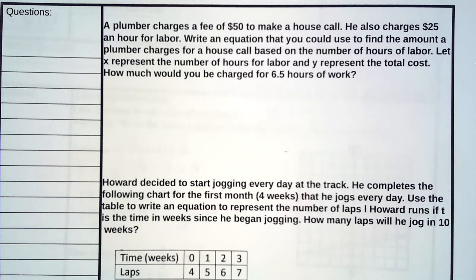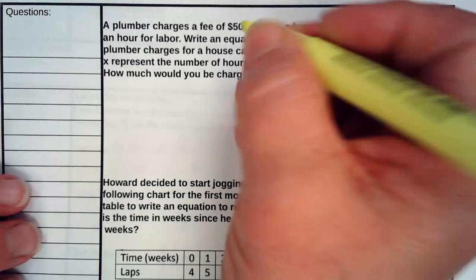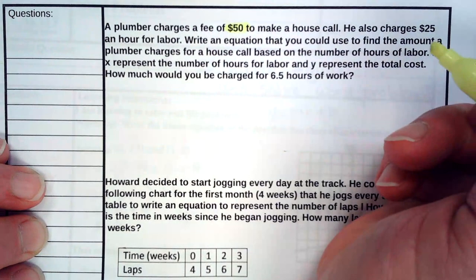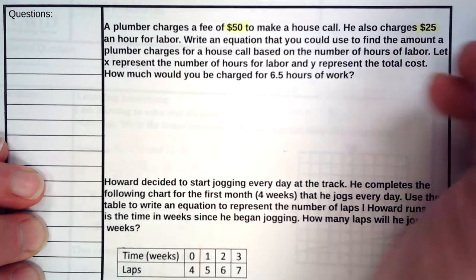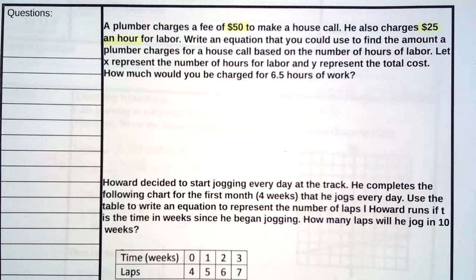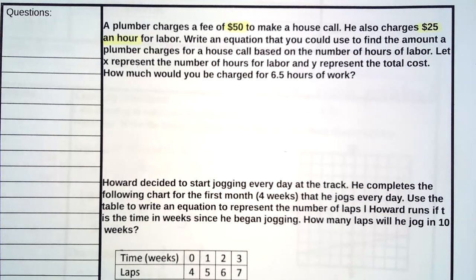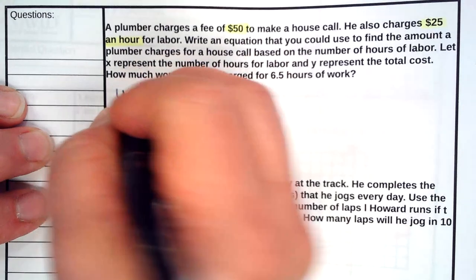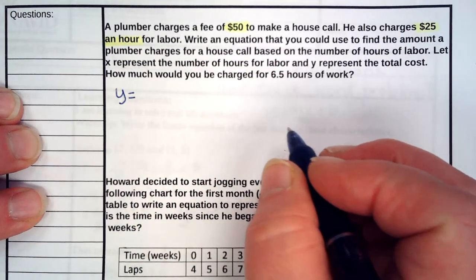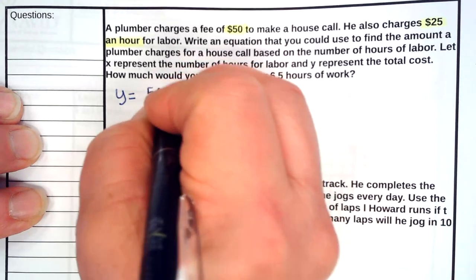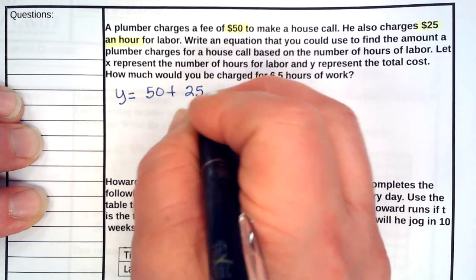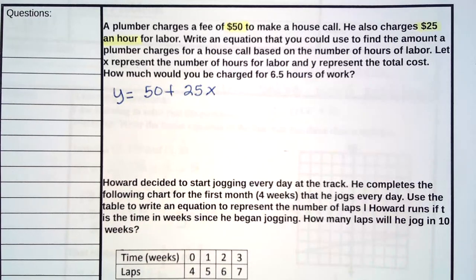Let X represent the number of hours for labor and Y represent the total cost. So, a plumber charges a fee of $50. So he comes out to your house, you owe him $50. He also charges $25 an hour for labor. Y is equal to, what do we pay when he comes to the house? $50 plus $25 for each hour he's there. So your equation is 50 plus 25x.